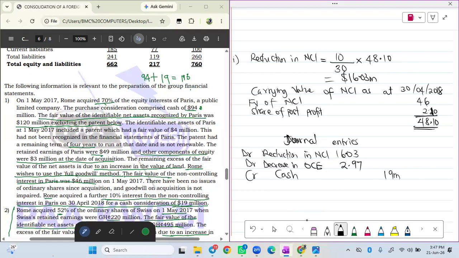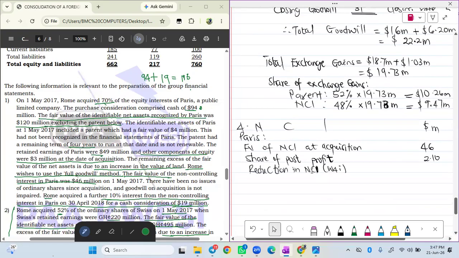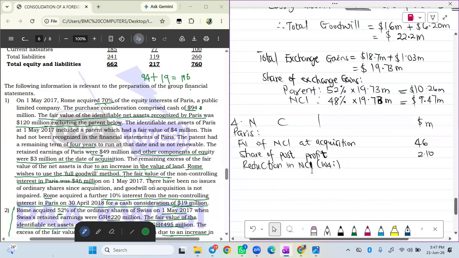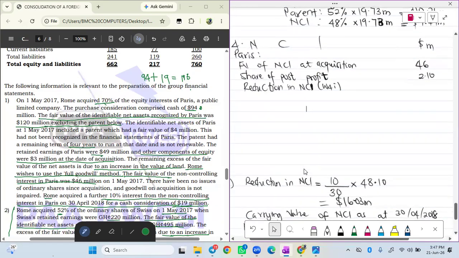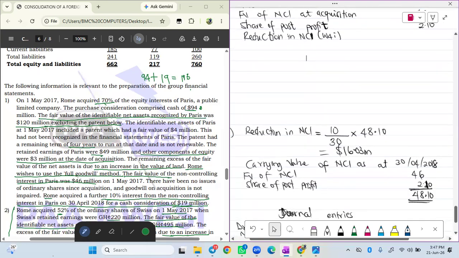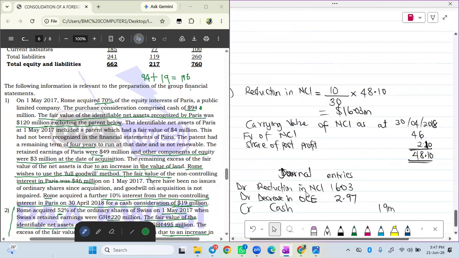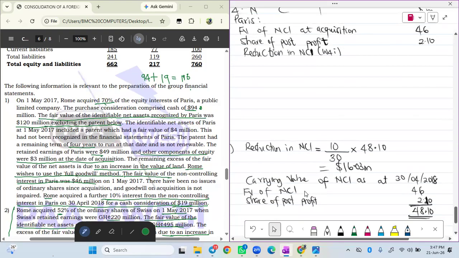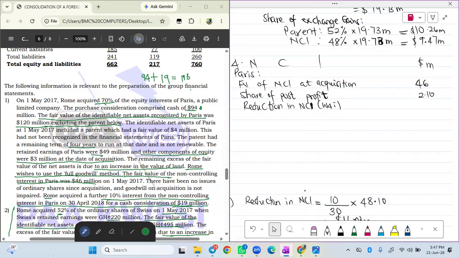Tip time. I'm planning a post now. I'm planning tip time. So there was a reduction in NCI. That one we said reduction in NCI. Even you are debiting NCI. NCI is having a credit balance. If you are debiting, it means what you are deducting. And even the name, reduction in NCI.